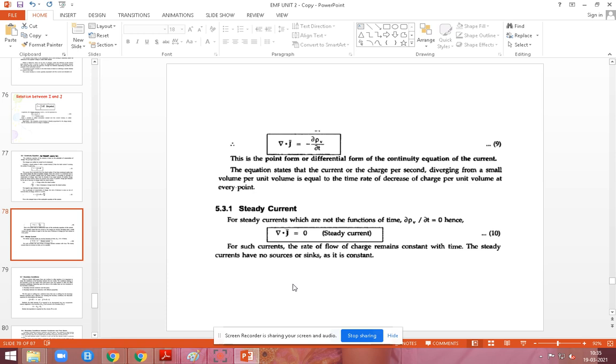Next is steady current. Steady current is when you get a zero value for the dot product of the current density. If you take del dot j and get a negative value, that will be called the continuity equation. If the result comes as zero, that will be called a steady current. This will be the difference between these two equations.